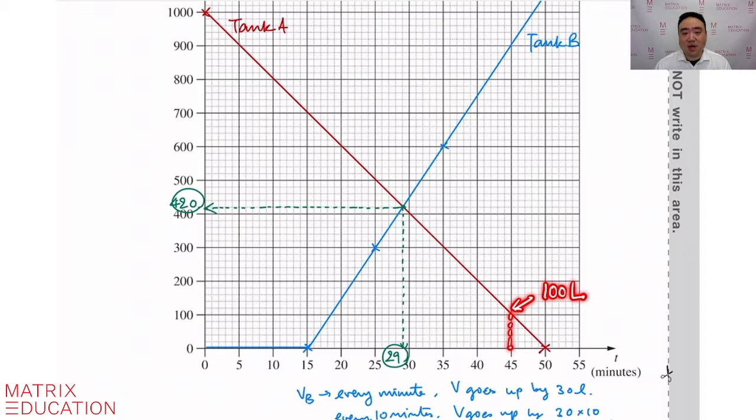And at the same time, what is the volume of water in tank B? In tank B, that is right here. In tank B, you have 900 liters of water. So 900 plus 100, that makes 1,000 liters. So the answer would be at the 45th minute.